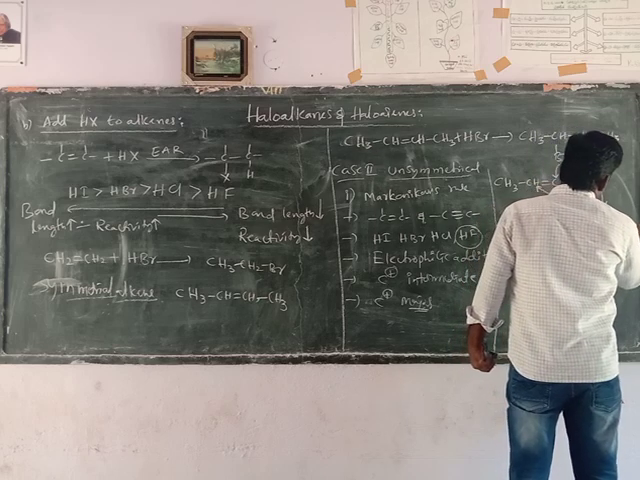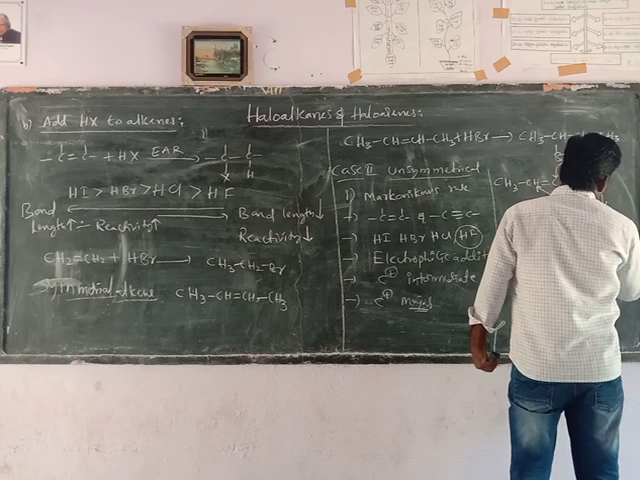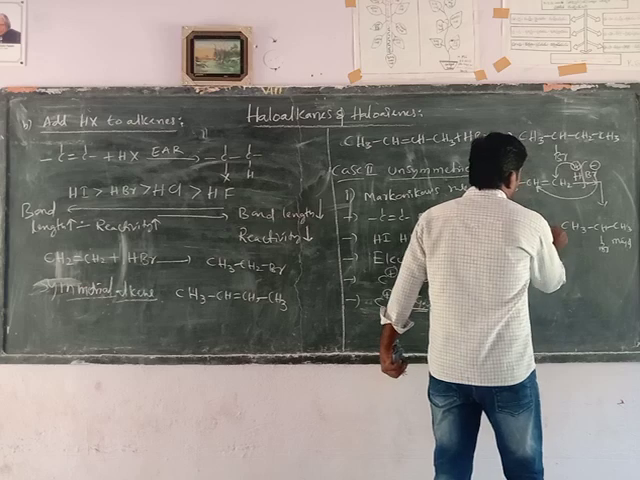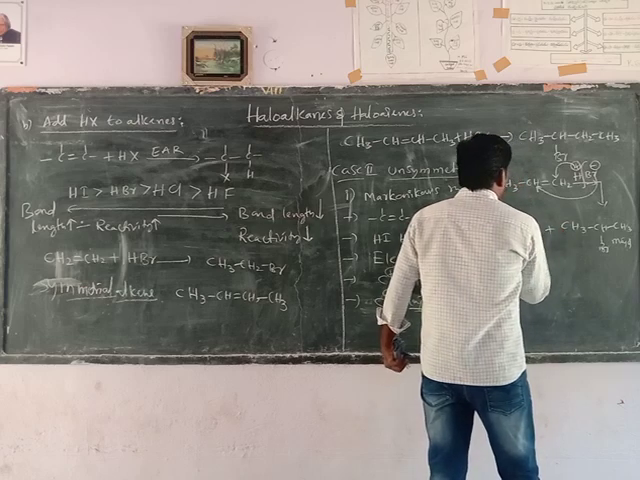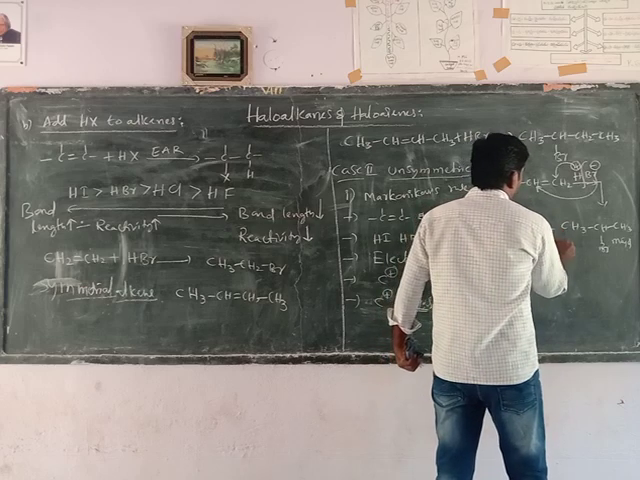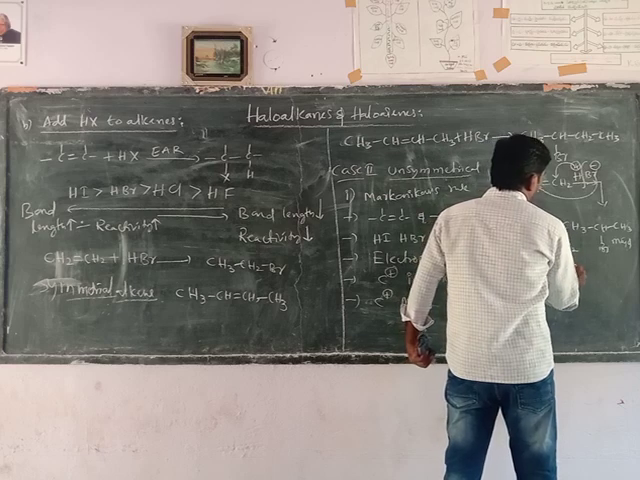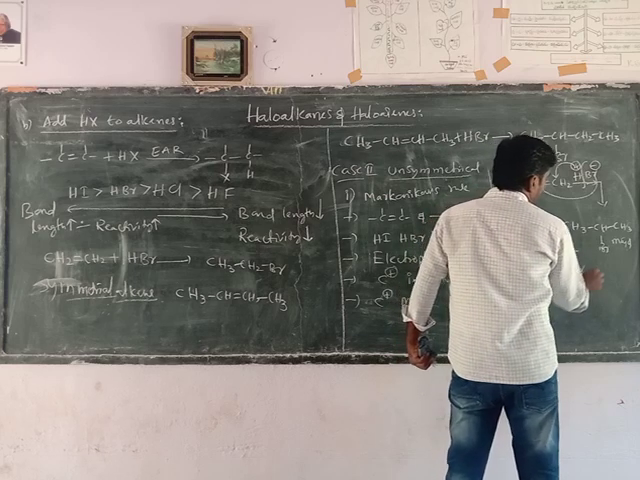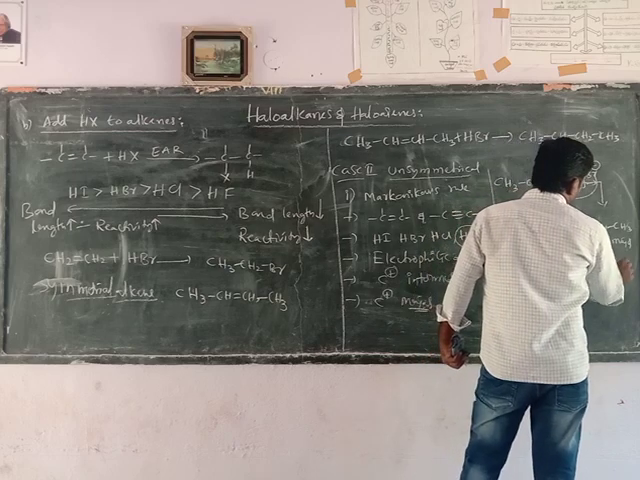Isopropyl bromide is the major product. If Br attacks the CH2 carbon, n-propyl bromide will form. N-propyl bromide is a minor product. Both products will form, but this is the minor and this is the major product.